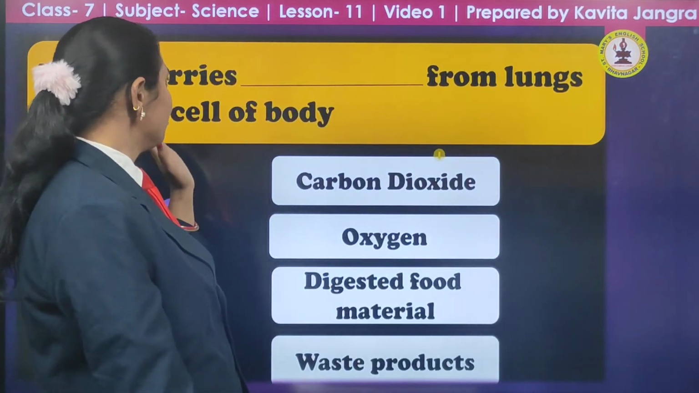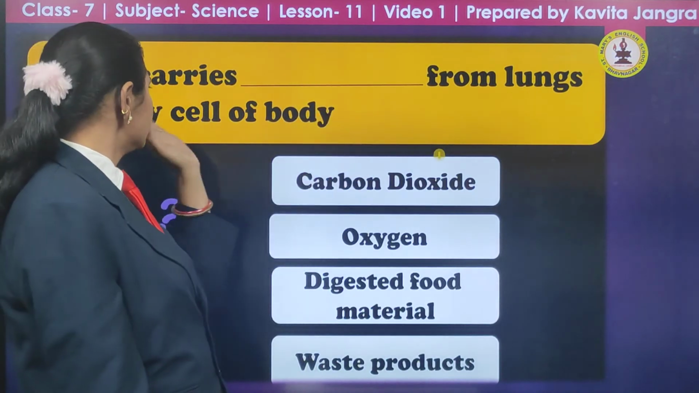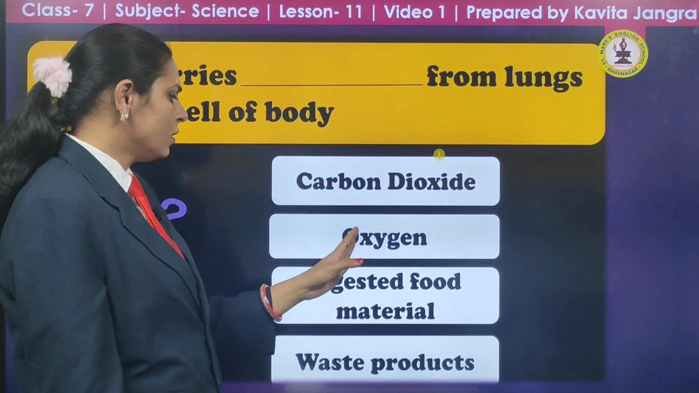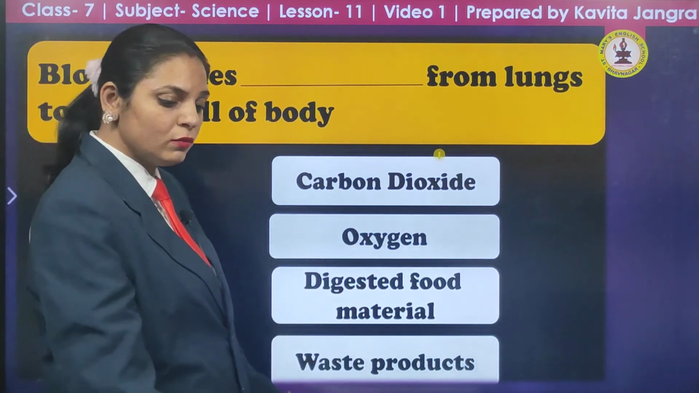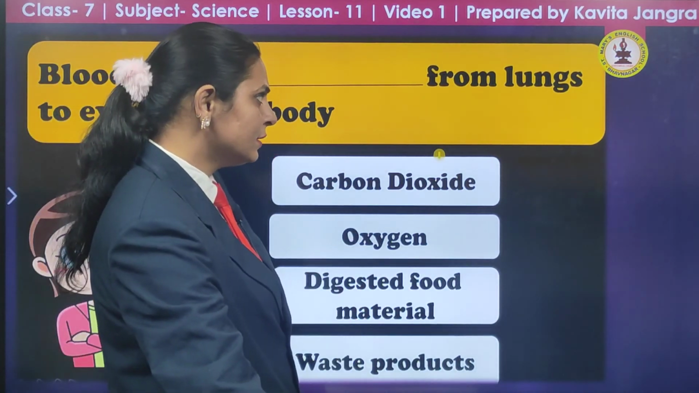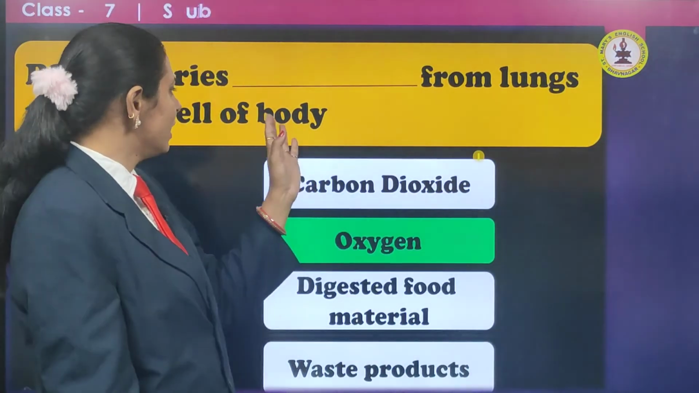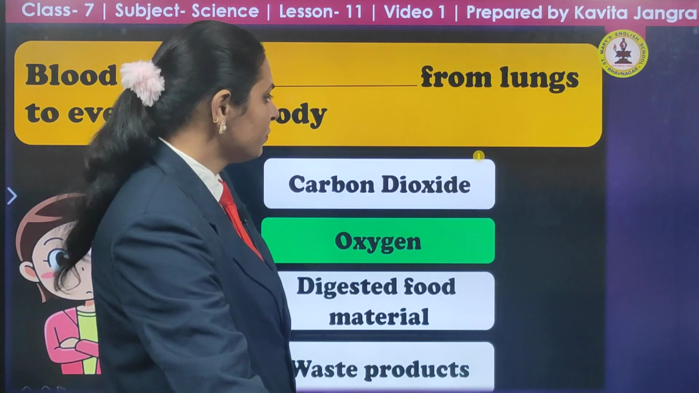Next question is, blood carries dash from the lungs to every cell of the body. What does it carry? Carbon dioxide, oxygen, digested food material, or the waste product. What will be the answer? Yes, that is oxygen. Oxygen is carried from the lungs to every cell of the body.